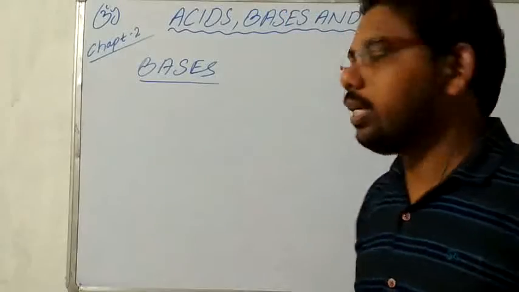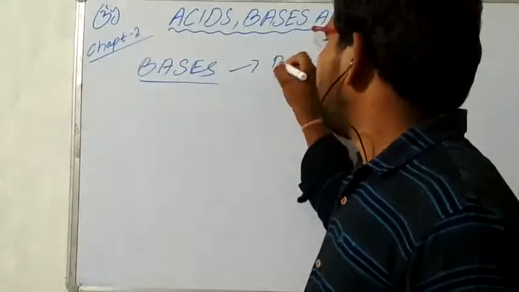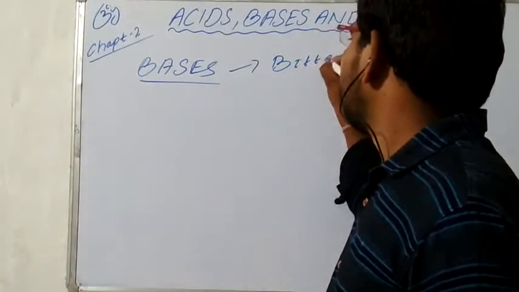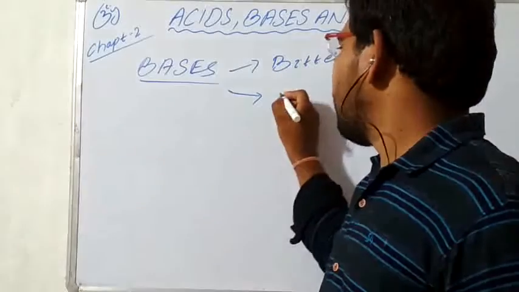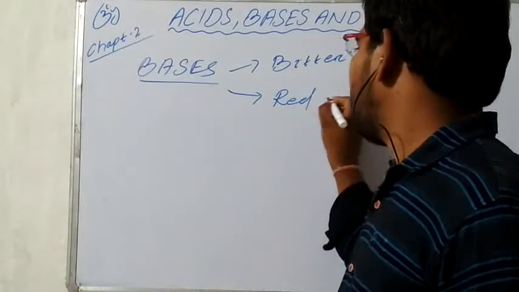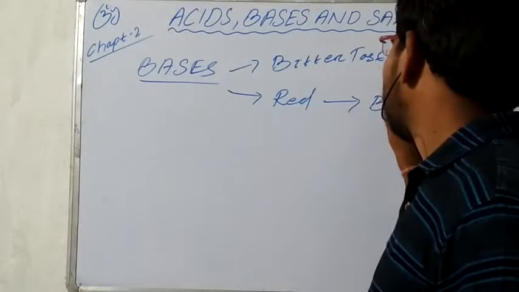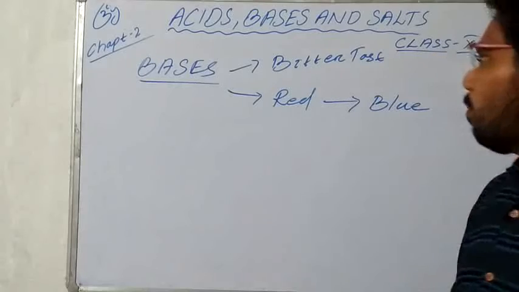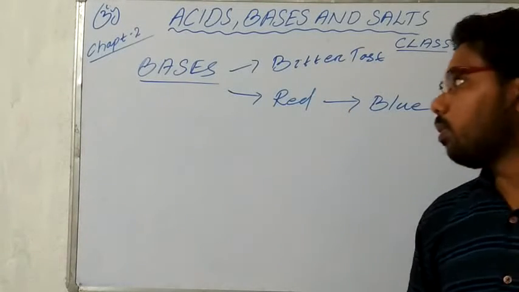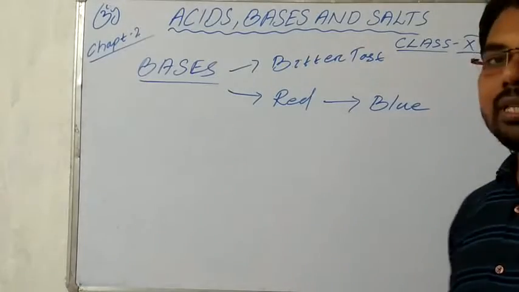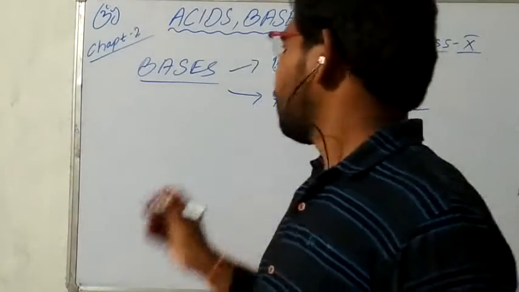Bases are generally bitter in taste, and the bases change red litmus paper to blue color. These are the physical properties. Bases are bitter in taste and they can change red litmus to blue. Then what are the chemical properties of bases?